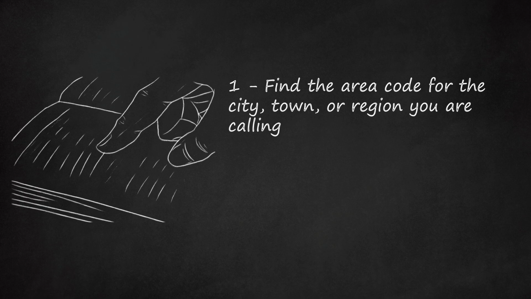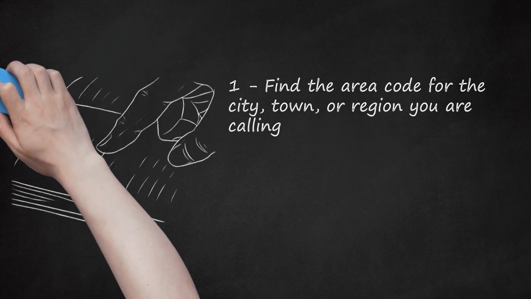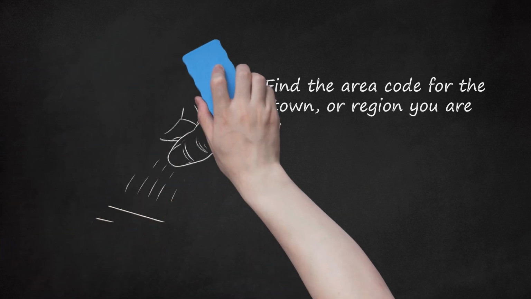Tepic 311. Tequisquiapan 414. Texcoco 595. Teziutlan 231. Tlaxcala 246. Toluca 722. Torreon 871. Tulancingo 775. Tuxpan 783. Tuxtla Gutierrez 961. Valle de Bravo 726. Veracruz City 229. Villahermosa 993. Zacatecas 492.